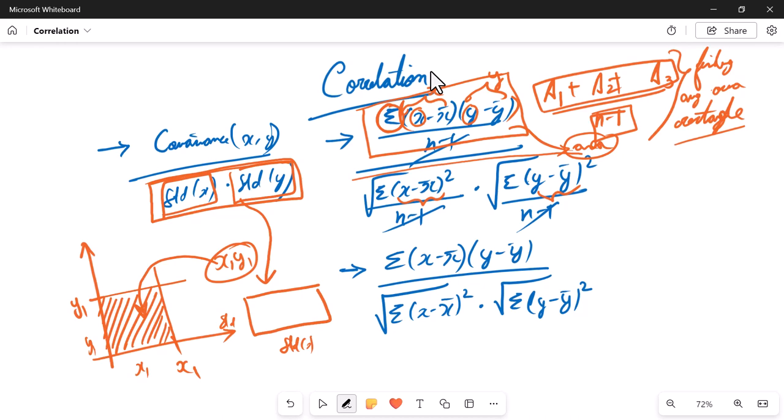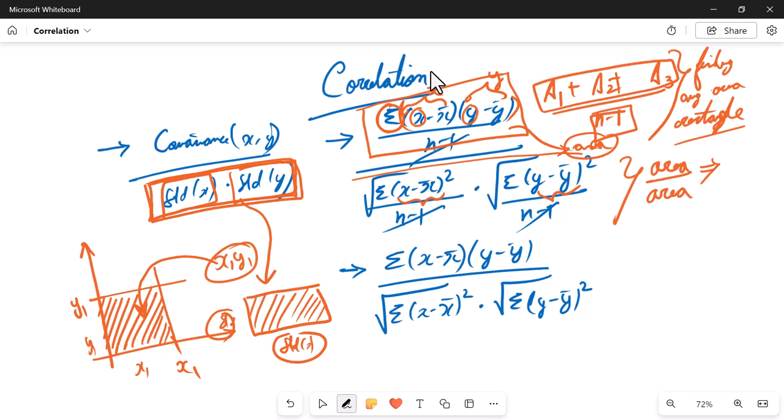So this is also the area of a rectangle having the standard deviation of x and the standard deviation of y as its dimensions, right? So the formula of correlation in essence is nothing but the formula of areal division. We are dividing some area by some other area, and the resulting output is what we are referring to as correlation.